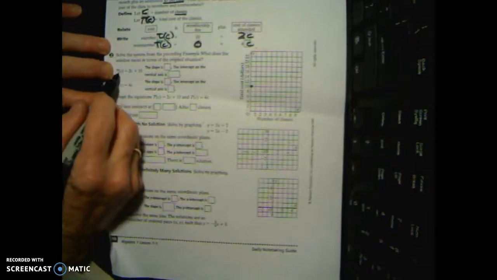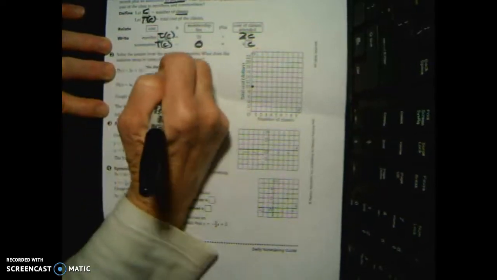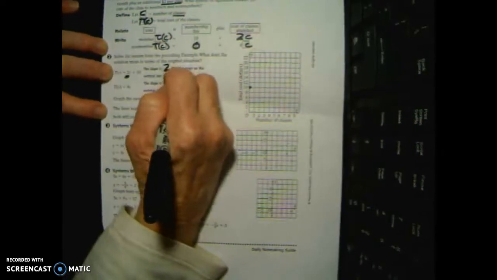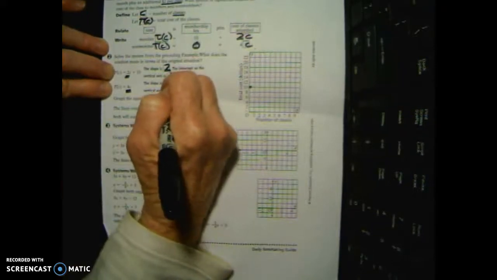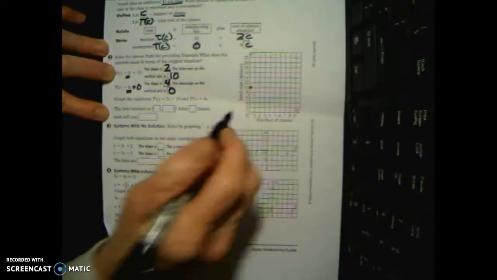So following down this sheet, let's do the total cost. In this particular case, this is for a member. The slope is 2. That's just the coefficient of C. And the vertical axis is going to be 10. For the non-member, the slope is, again, the coefficient of C. The slope is 4. And the vertical axis, remember, if there's nothing here, you just put that imaginary plus 0. So the vertical axis is 0. So we know it's going to go right through the origin. But let's do the first equation first.